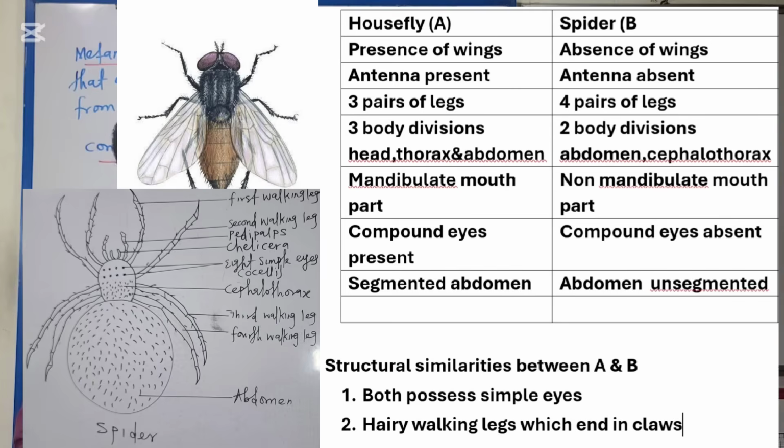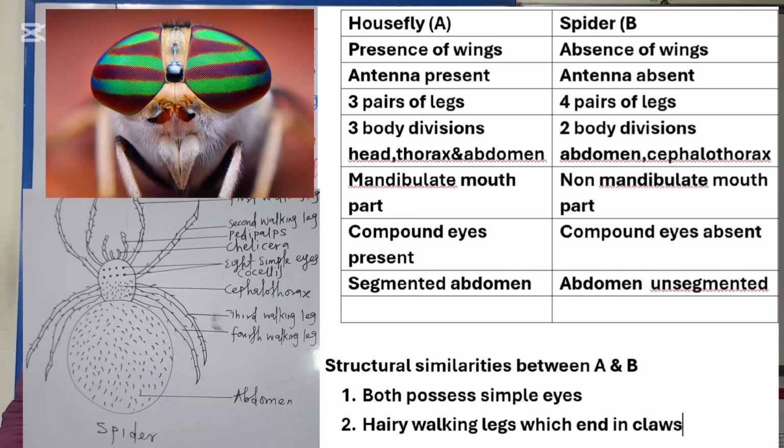Moving on to question 6, you can also see that on your screen. It says we should state structural similarities between A and B. What are the similarities structurally that we can see between housefly and spider?